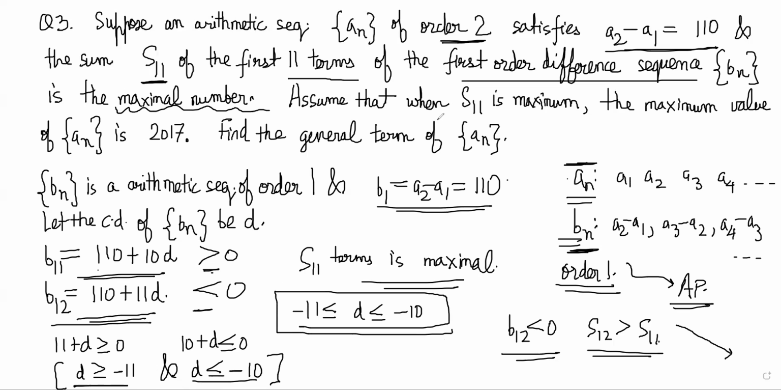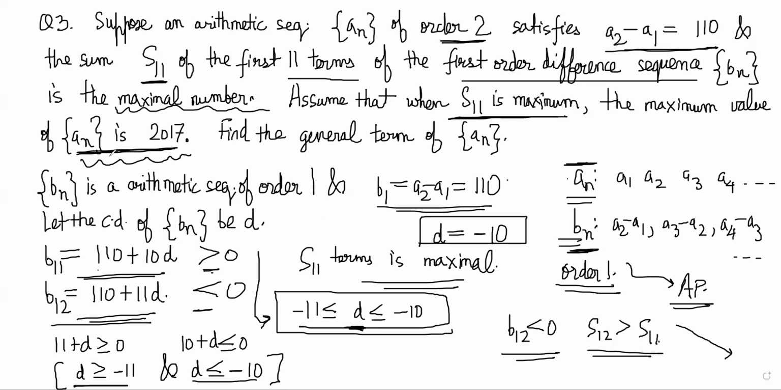The next part of the question says to assume that when S11 is maximum, when this is true, the maximum value of An is 2017. The maximum possible value of An will happen if we take the common difference as high as possible. So right now, the common difference could be minus 11 or minus 10. So we should take the higher value to get the maximum value of An, right? So we'll assume that the common difference D is minus 10 instead of minus 11 because we want to get the maximum possible value of An here, right?